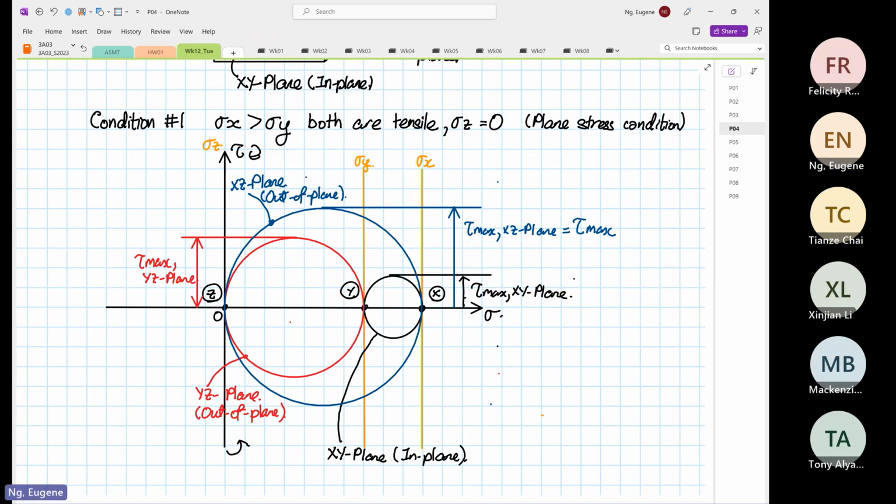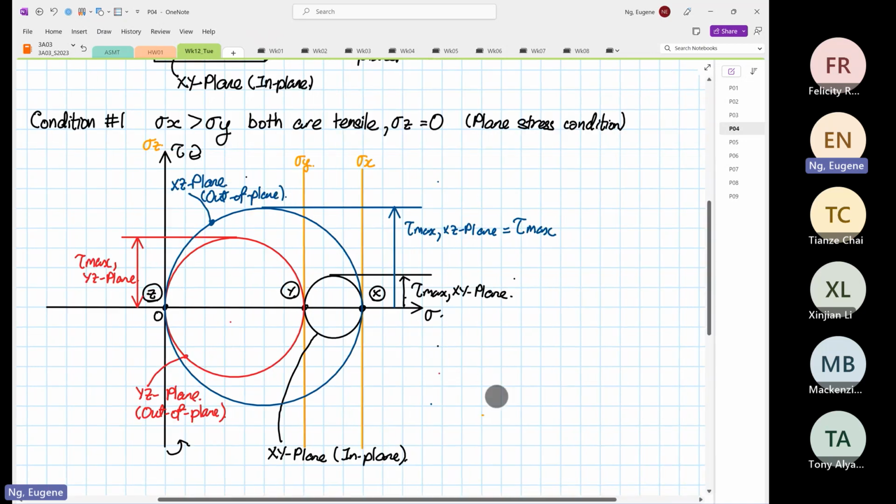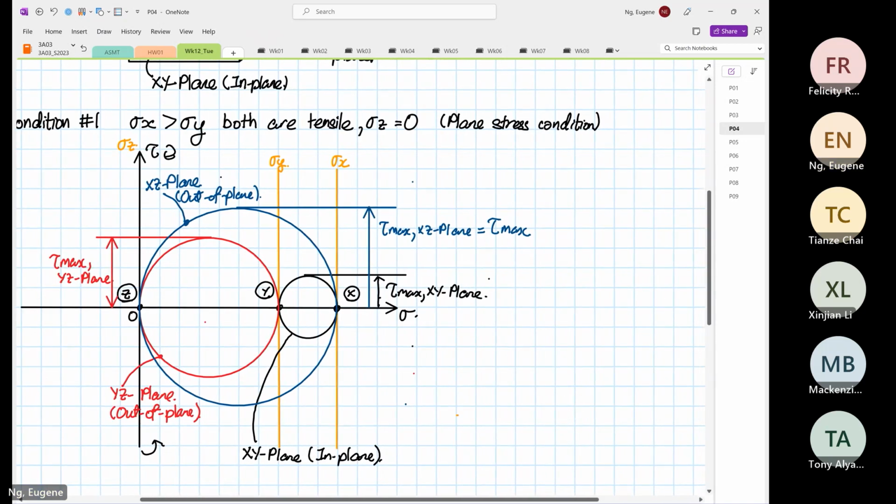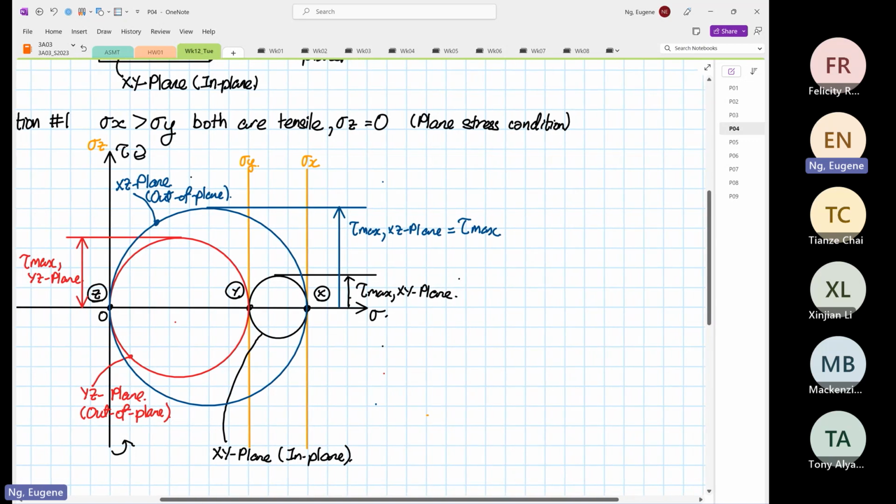Okay, so when we draw this now, before I go on any further, some of you might ask me, Eugene, why when it joins XY, we call it XY plane? And then why when we join YZ, we call it YZ plane? Okay, so I'll explain to you that, because sometimes students get confused.